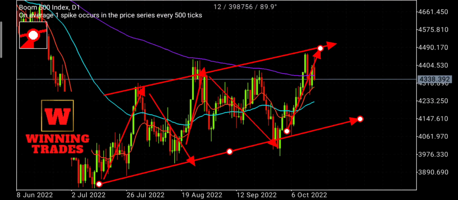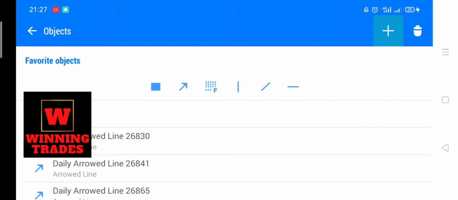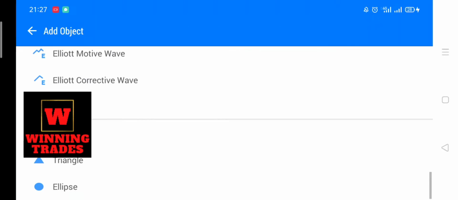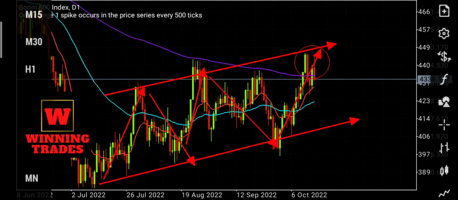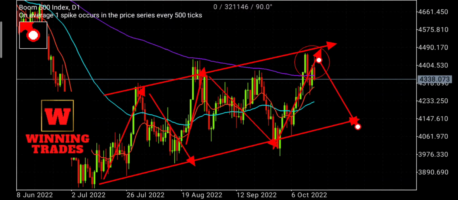Now it has gone up here. So based on what we have seen here, we can see the rejection. Let me see if I can add an ellipse here that can help. Okay, let me add this. You can see that there's a rejection at this point here. That rejection might take price down to this point.